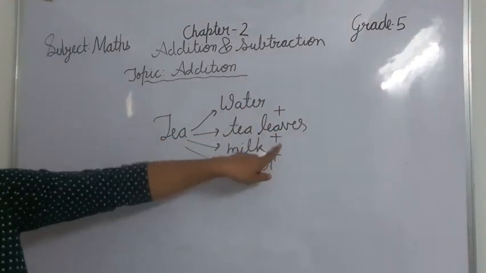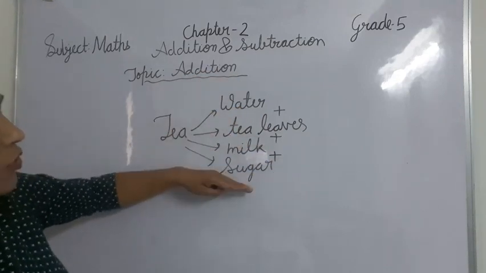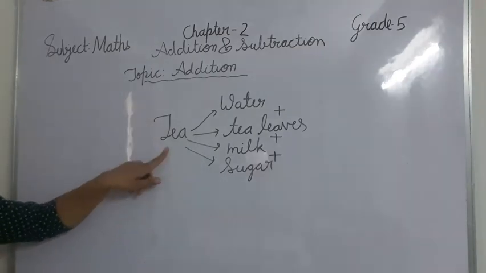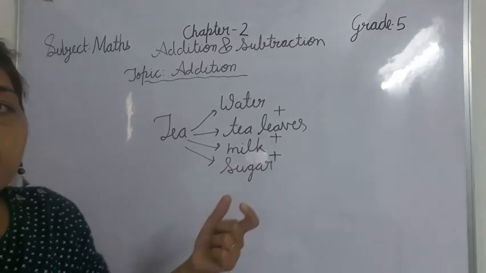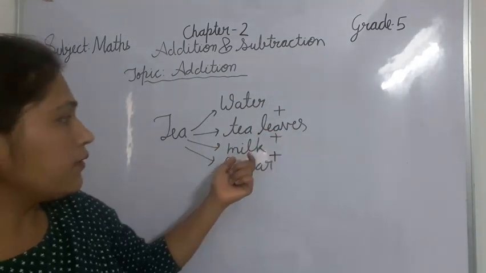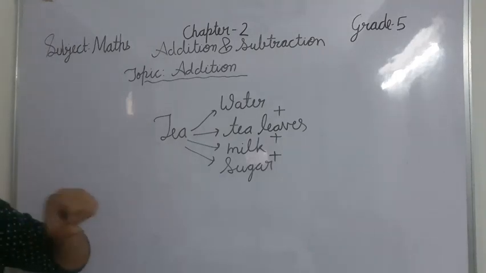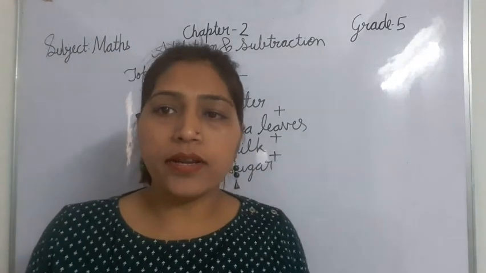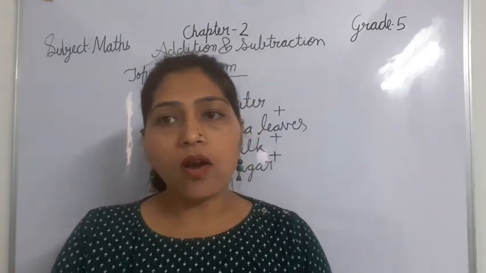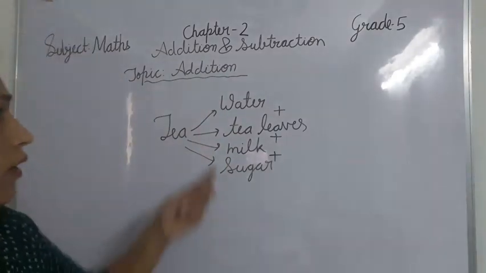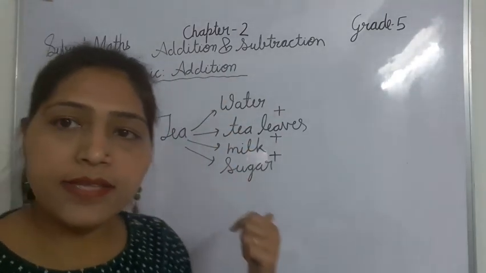So this is the symbol of addition. Everyone knows about it. When we add water, tea leaves, milk and sugar, we get tea. If you want to make 1 cup of tea, you will use less water, few tea leaves, a little milk, and a little sugar, and you will get 1 cup of tea. So this is a nice example of addition. Addition means to put things together, and when we put things together, we always get more. Here also we are putting things together and we are getting tea.